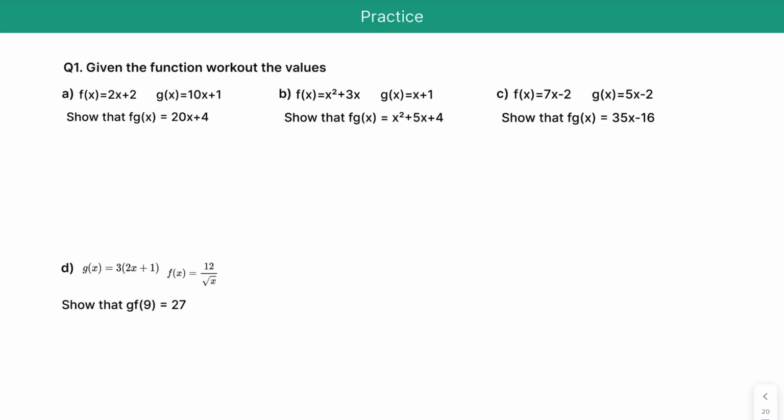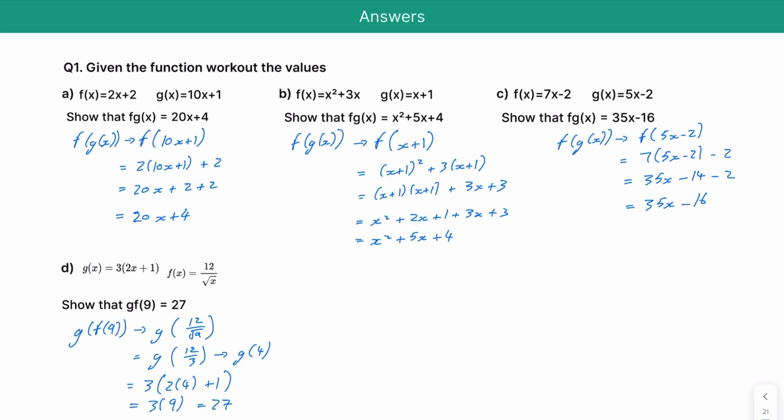There we go. So here's some practice questions you need to have a go at. Press pause and have a go. Here are the answers. Mark your work.